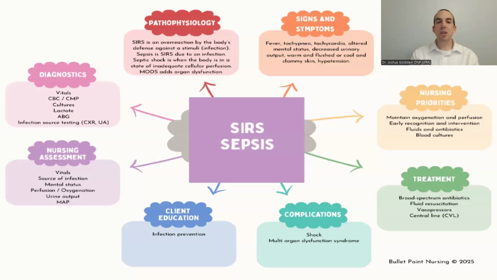We're also going to make sure that we're monitoring their perfusion, and we'll talk about how we treat that in just a minute. Top nursing priorities after breathing and circulation is going to be early recognition of sepsis. This is huge nowadays in the United States: we must recognize sepsis as early as possible.